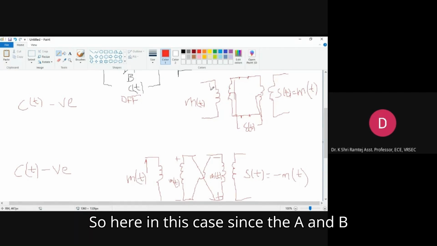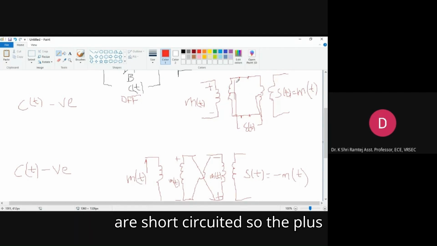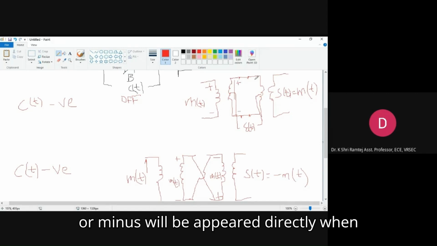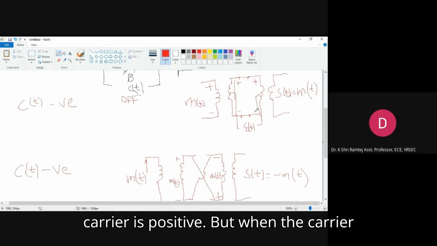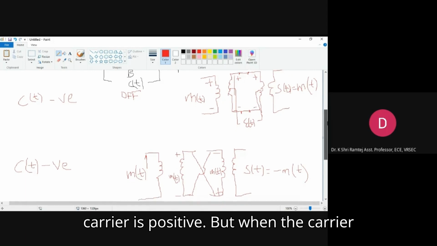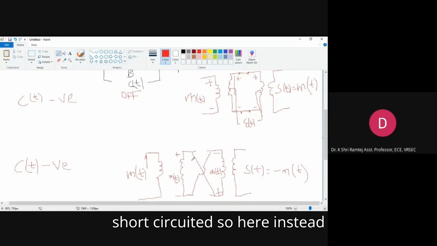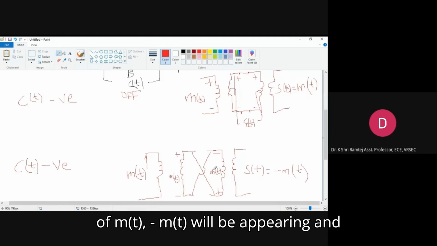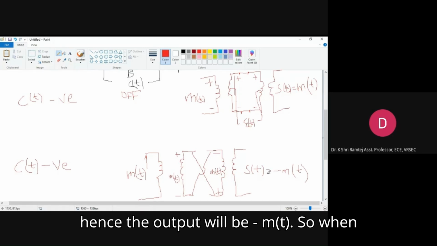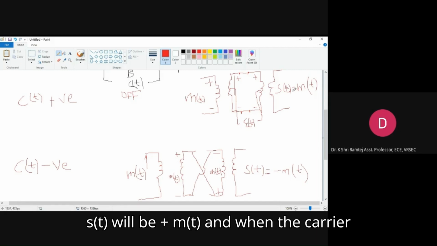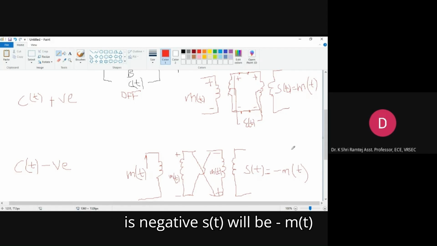So here in this case, since A and B are short circuited, the plus and minus will appear directly when the carrier is positive. But when the carrier is negative, since diodes C and D are short circuited, instead of m of t, minus m of t will be appearing, and hence the output will be minus m of t. So when the carrier is positive, s of t will be plus m of t, and when the carrier is negative, s of t will be minus m of t.